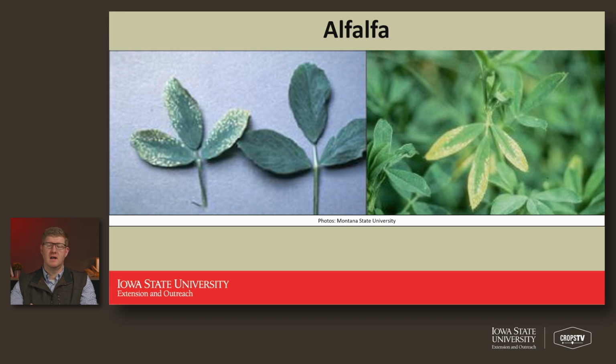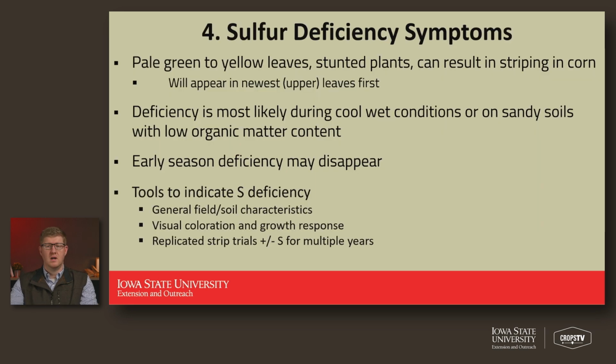And finally, here are some examples of potassium deficiency in alfalfa. You can see that yellowing, or that chlorosis, starting to begin around the leaf edges. And then on the right, you can start to see a little bit of browning, which means that there's maybe some cell death starting to occur there as well. Okay, so next we'll talk about sulfur deficiency.